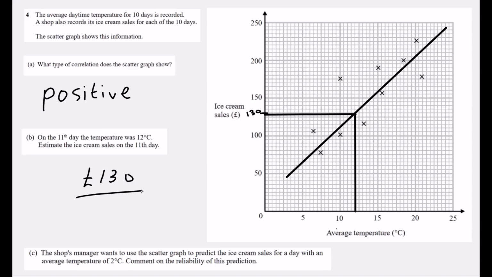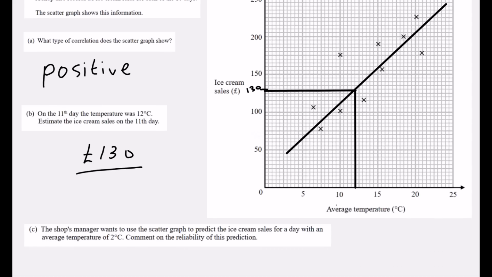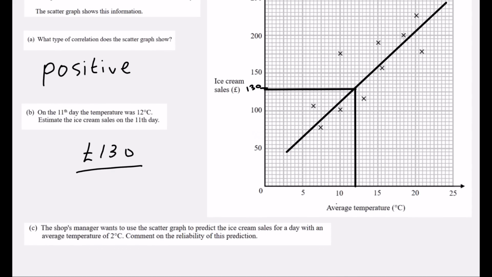The shop's manager wants to use a scatter graph to predict the ice cream sales for a day with an average temperature of 2 degrees. Comment on the reliability of this prediction. So we can only predict within the range of values we've got. We don't know if the relationship is going to stay the same as it continues. So it's not reliable because it would only be reliable within the range of values. So it would not be reliable because 2 degrees is not within the range of values.